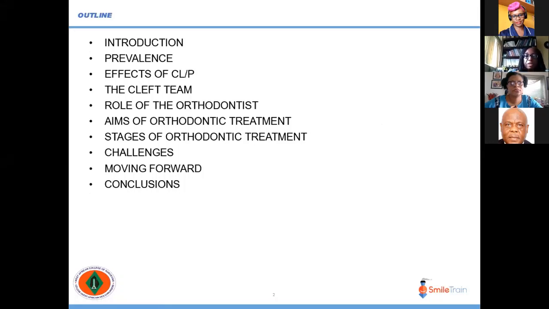Today we're going to be discussing cleft orthodontics. And we're going to dive right in with the outline, starting with introduction, prevalence, effects of cleft lip and palate, the cleft team, the role of the orthodontists, the aims of orthodontic treatment, stages of orthodontic treatment, challenges, moving forward, and conclusions.